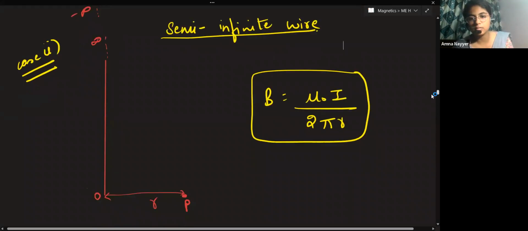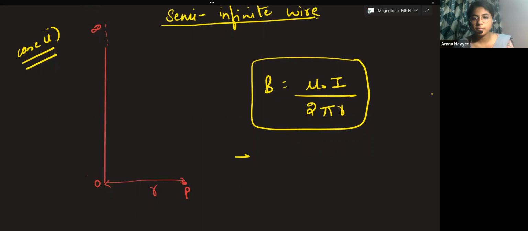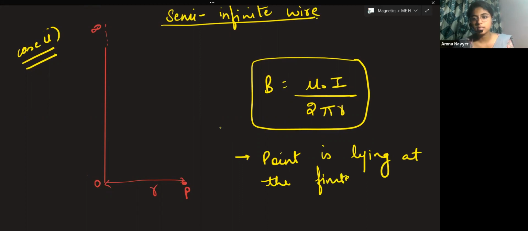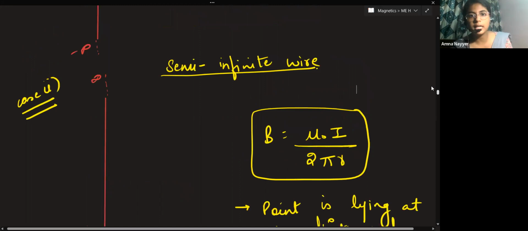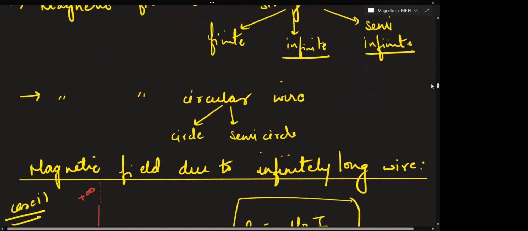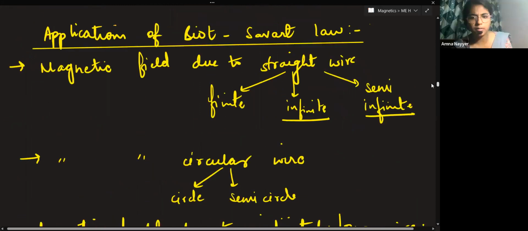That I'll write it down. The point is lying at the finite end. So just note down these two points before we start with the circular one or any other one.